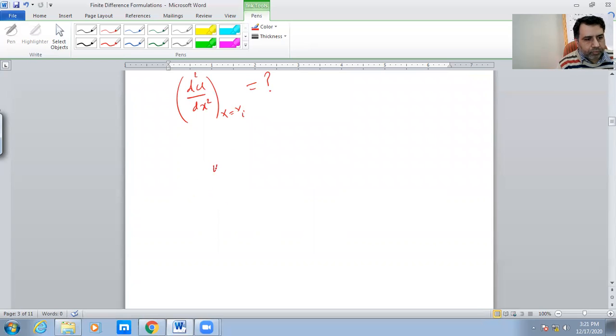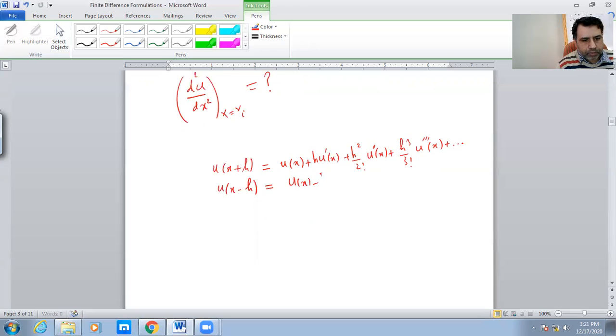So again, if you expand u forward and backward at the location x, this will be u of x plus h equals u of x plus h u dash of x plus h square by 2 factorial u double dash x plus h cube by 3 factorial u third order derivative plus this, and u of x minus h equals u of x minus h u dash x plus h square by 2 factorial u double prime x plus negative h cube by 3 factorial. So let us say this is Taylor series 1 and 2.